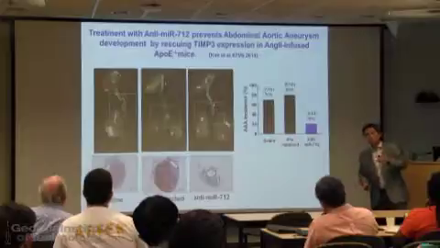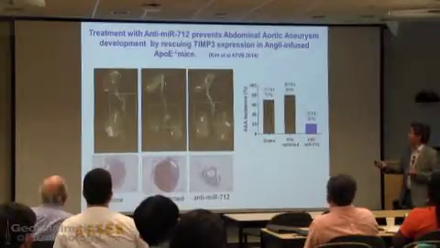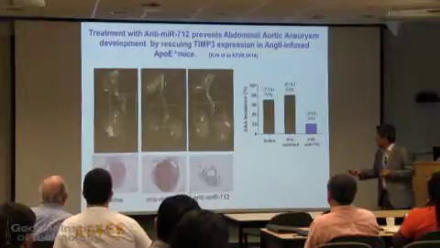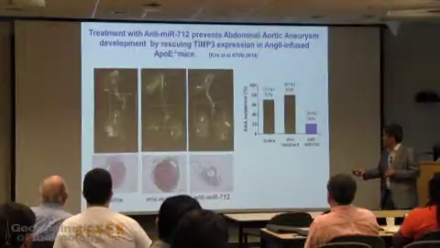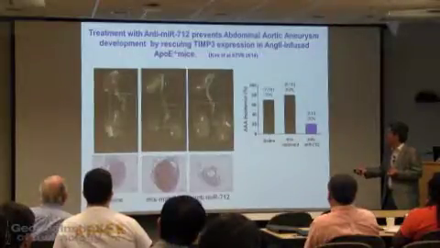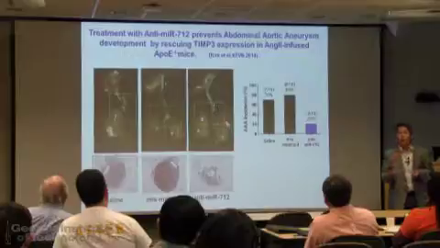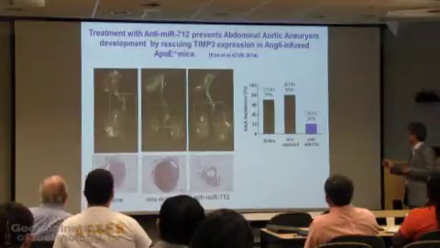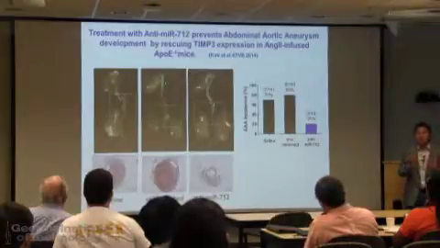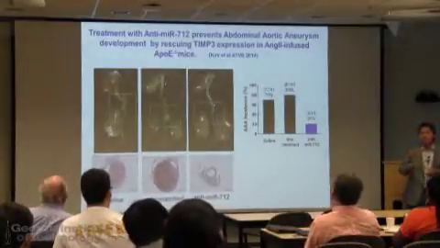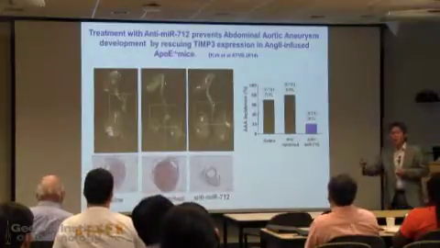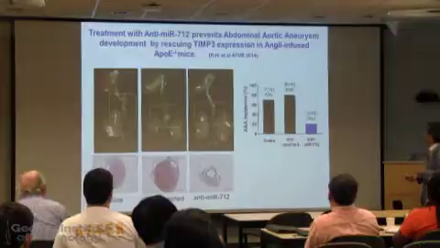Now, after we did this, we also looked at another disease called AAA, or abdominal aortic aneurysm, in mice. And this is our control experiment where you can see, here are the kidneys for your reference. This is AAA developing in mice. And this type of AAA can also be prevented if we treat them with the anti-MIO-712. So these types of studies demonstrate the importance of MIO-712 activating MMPs, leading to atherosclerosis and AAA development.